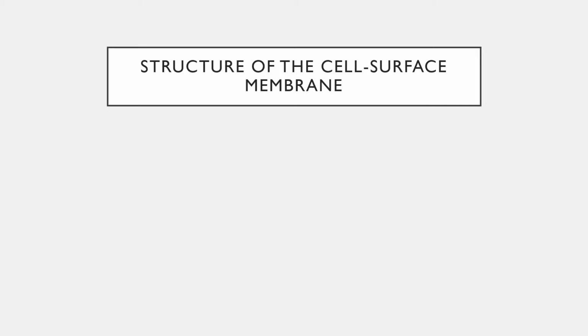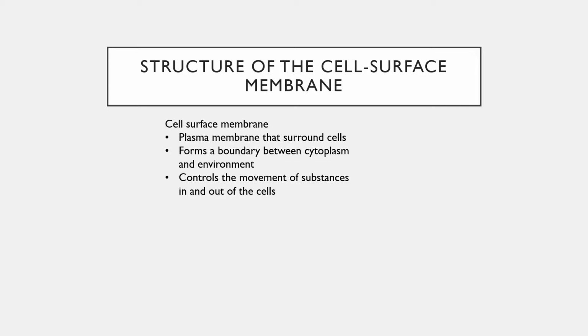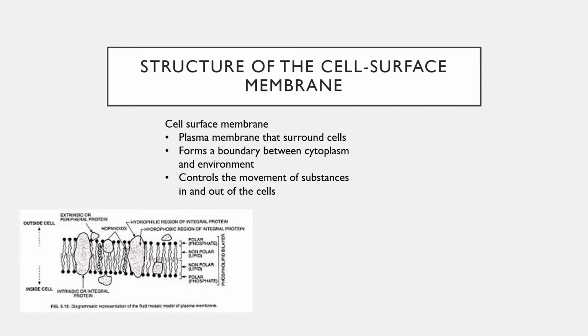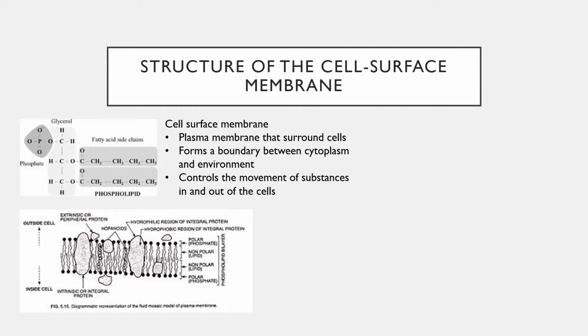Structure of the cell surface membrane. Well, you have a plasma membrane that surrounds the cell, and it forms a boundary between the cytoplasm and the environment. It controls the movement of substances in and out of the cell. And this is what it looks like. So you have the intrinsic or peripheral proteins, you have the channel proteins, and you have carrier proteins and such.